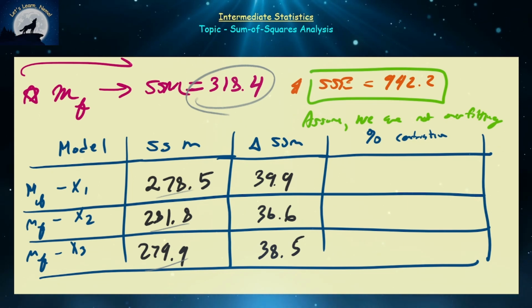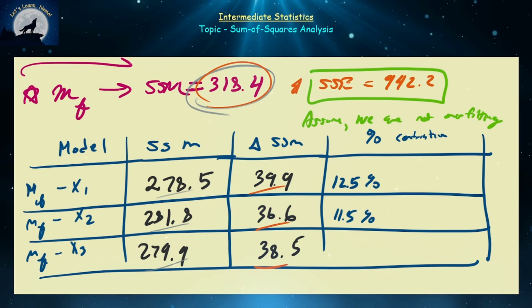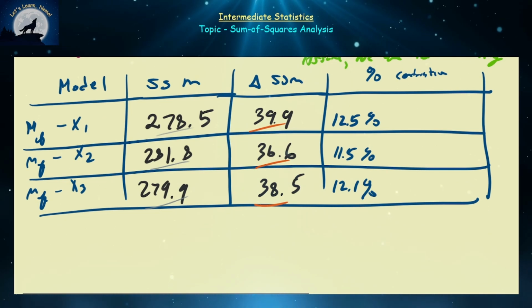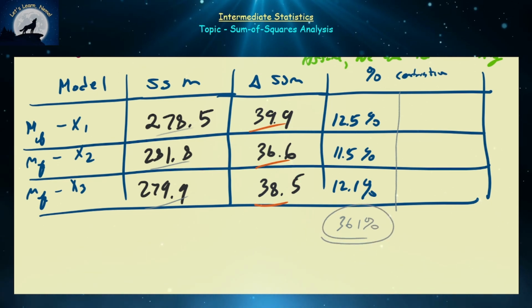38.5, right? So then we're going to calculate the percentage of SSM that is associated to each of these delta SSMs. So 39.9 over 318.4, 36.6 over 318.4, and so on. And that's going to give you 12.5%, 11.5%, and 12.1%. And if you add up these little percentages, then what you're actually going to get is a total of 36.1% of your SSM is contributing to x1, x2, x3.